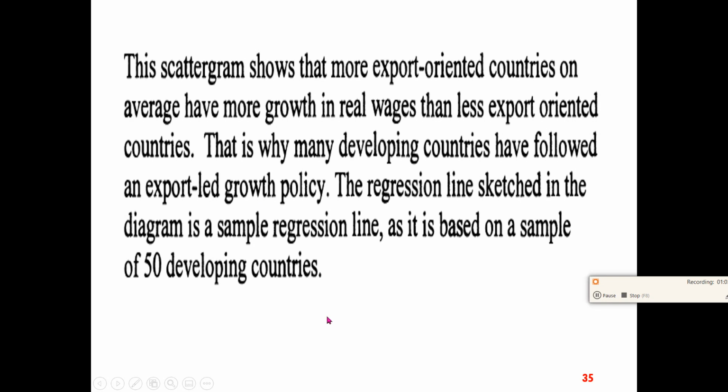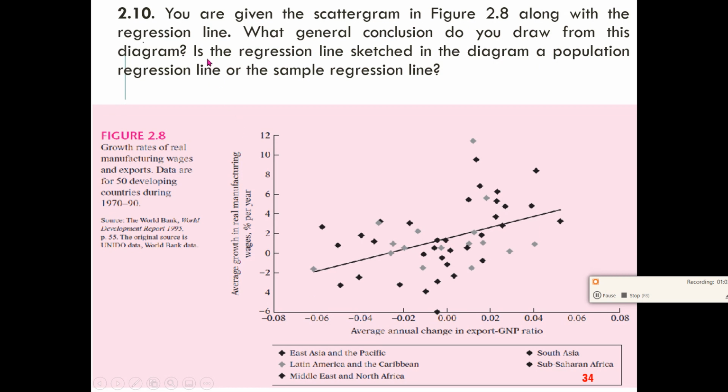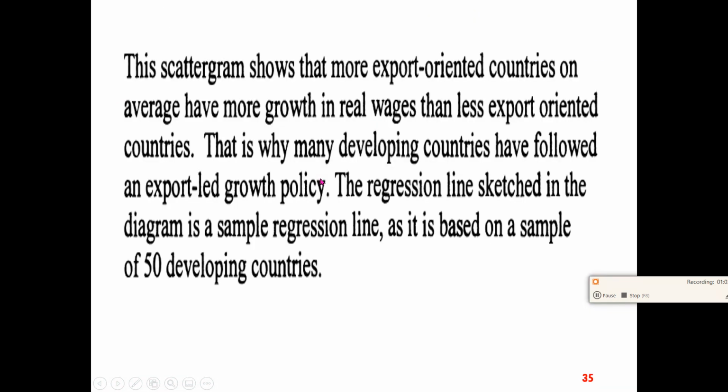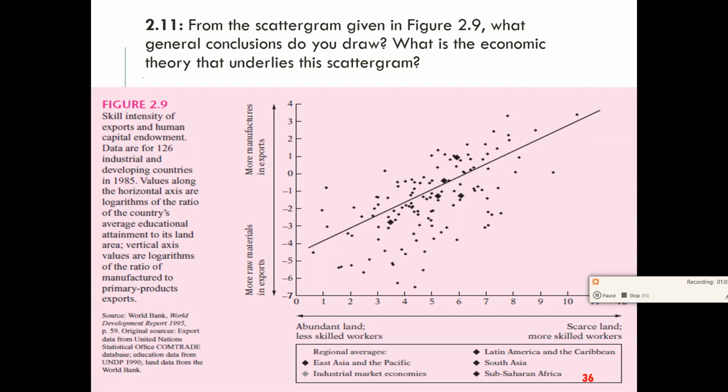Then the second part of the question is: is the regression line sketched in the diagram a population regression line or a sample regression line? If you look at the description, this data is only for 50 developing countries. It is not for the entire countries of the world. So of course this is a random sample. That's why you can say that it is a sample regression line. This is not a population regression line.